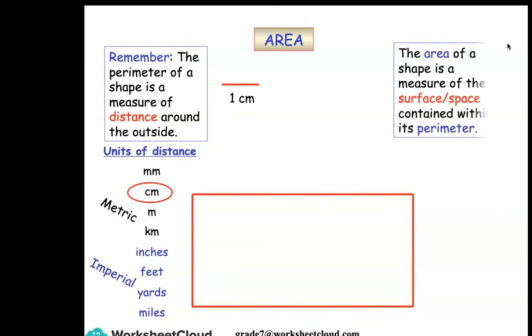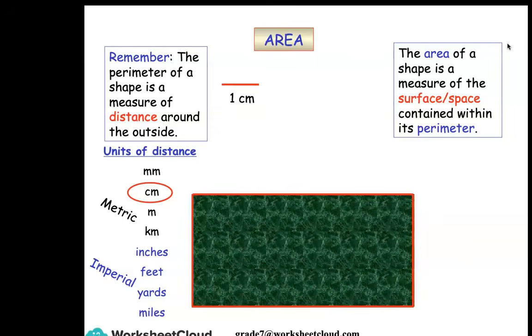So this is all just a recap for you. The area of a shape is the measure of the surface or the space contained within its perimeter. So everything inside the red border of that rectangle is the area, indicated by the green that's just come up on your screen. And we know that area is measured in units squared.